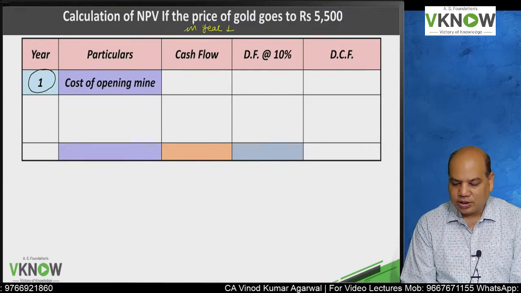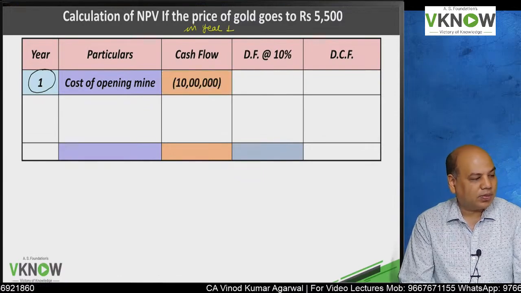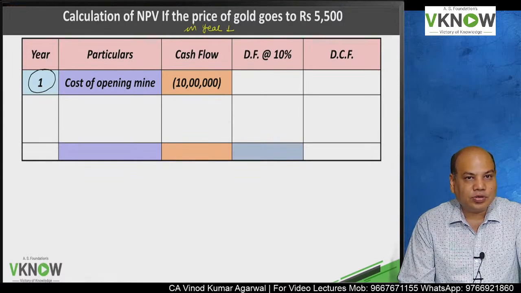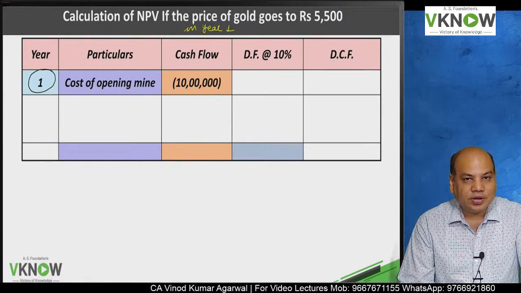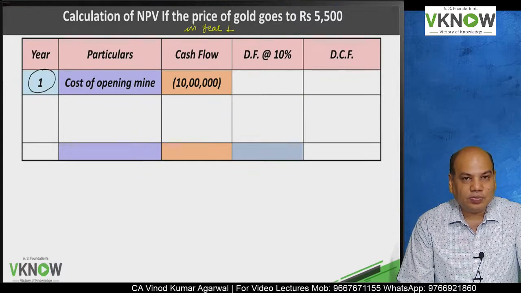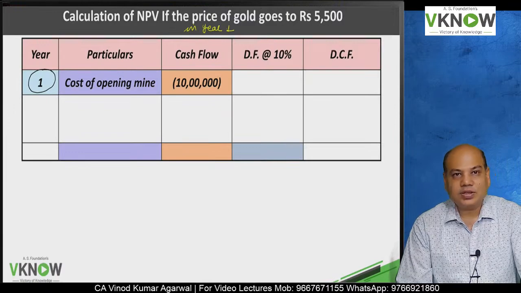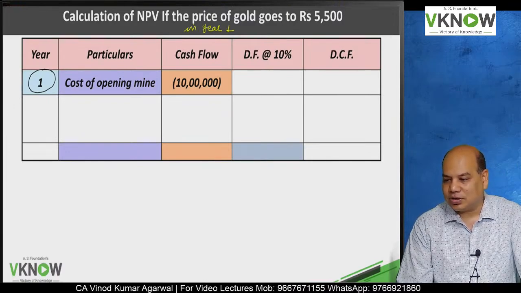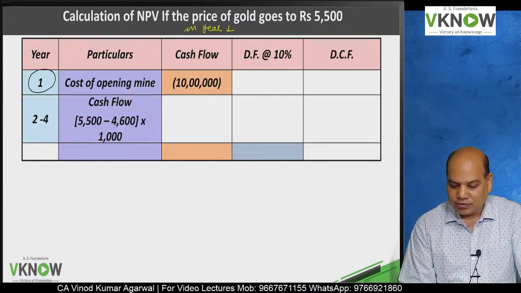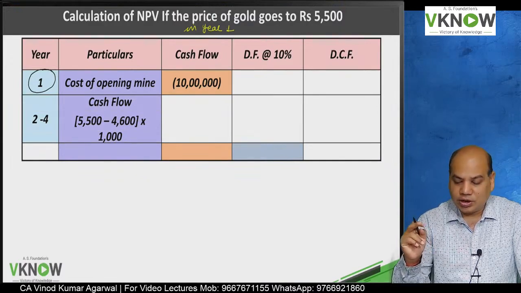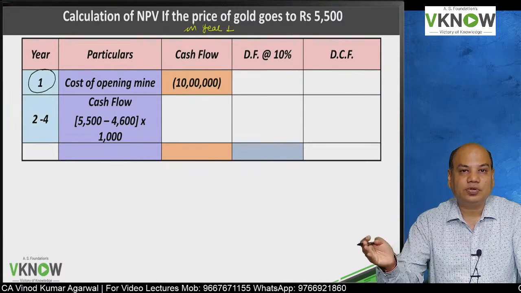Cost of opening the mine. The question is silent on what happens to the cost of opening the mine, so we will assume the cost of opening the mine after year 1 will also remain 10 lakh and will not change. If they say it will change, then take the changed number. Discounting factor is 1. And then we are going to generate cash flow in year 2, 3 and 4.